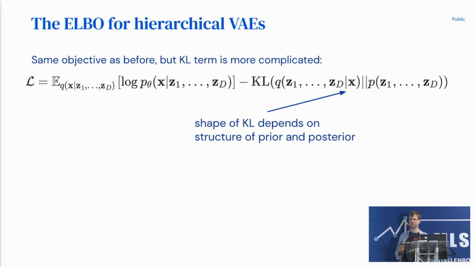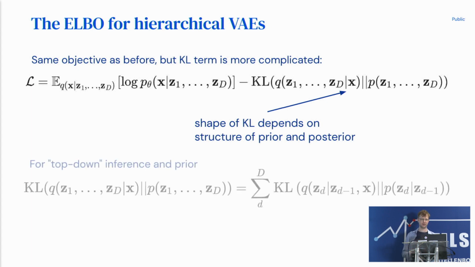So for example, if you have top-down inference and top-down model, then everything lines up, and you can kind of compute the KL for each layer, so to say. But if they go in different directions, then things can become quite complicated. But there's typically always a way to do it, but computing it can be quite tedious, and you have to come up with a scheme to do it.